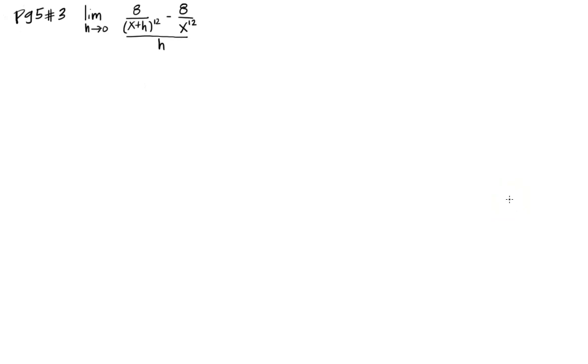Okay, we're going to take a look at a question that's on the practice worksheet number 2. This is on page 5. It's question number 3. The question is, what is the limit as h approaches 0 of 8 over (x plus h) to the 12 minus 8 over x to the 12, all over h?